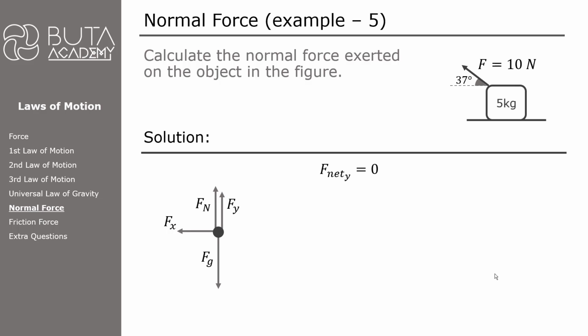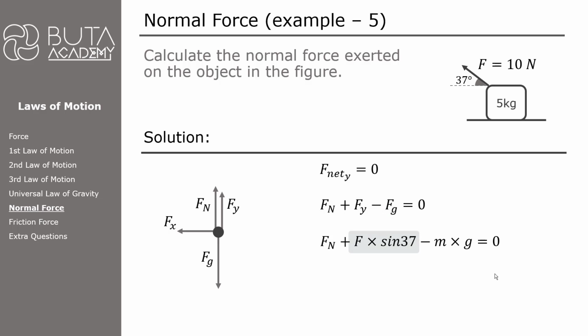Net force on the y-axis is 0 again. We choose upward as a positive direction, so this time Fy is going to have a positive value as well. The only force which is going to have a negative value due to pointing downwards is the force of gravity.